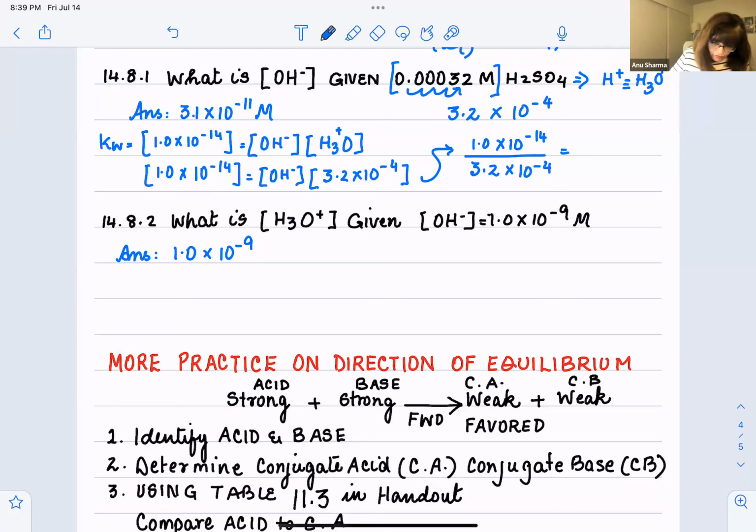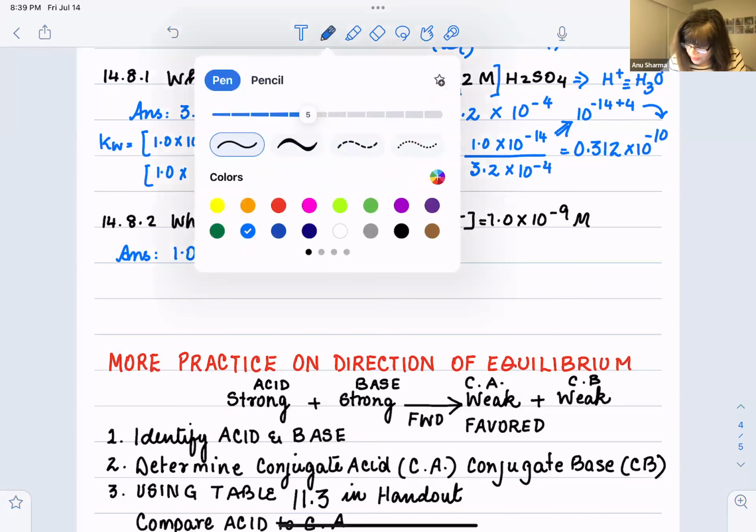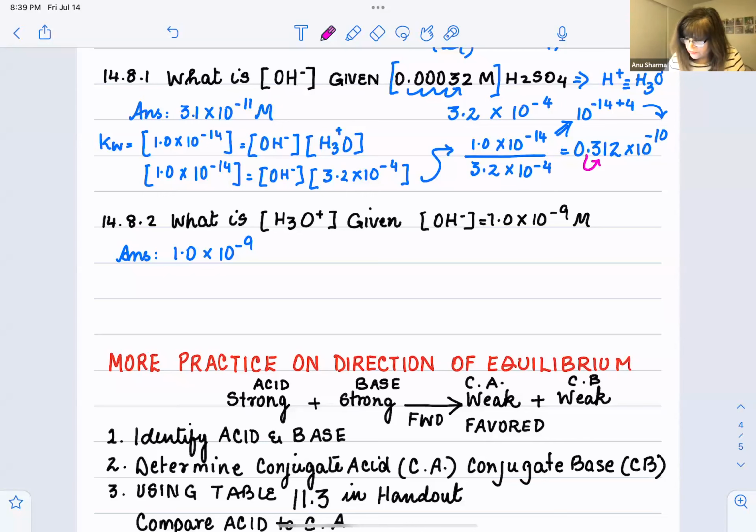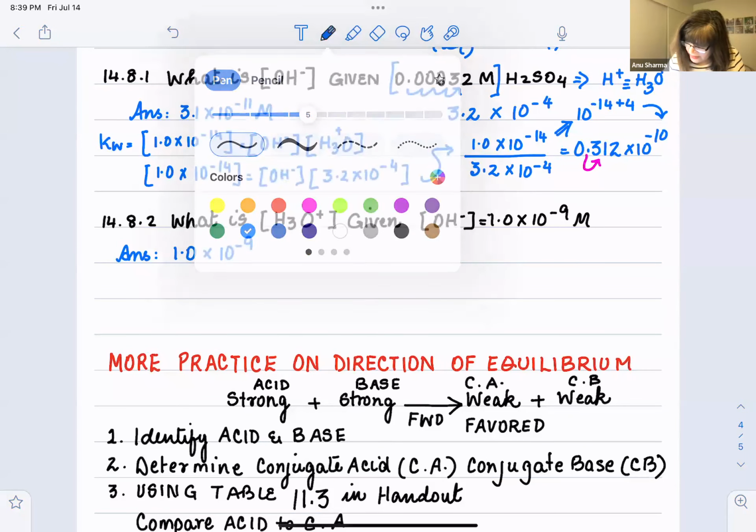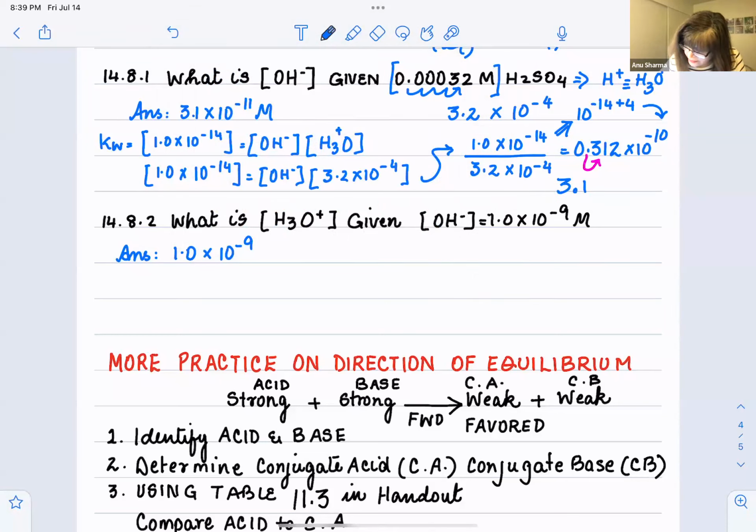So this becomes 1 divided by 3.2, and that is 0.312 into 10 to the power negative 14 minus 4, which is negative 10. Okay, so when this is cancelled out, negative 10. But that is not the exact answer. So what are we going to do now? Here we are going to move the decimal, so this becomes 3.1, and the answer now is 3.12 into 10 to the power negative 11.